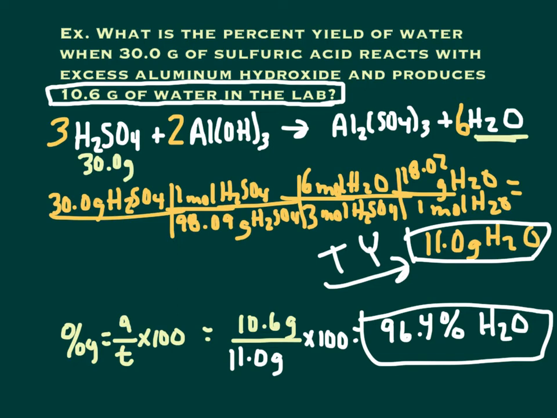And so those yields should not be higher than your theoretical yield, although they could be if you made a mistake.